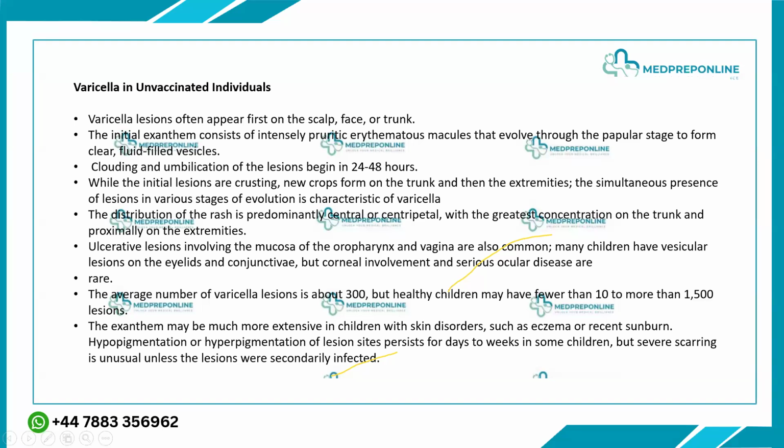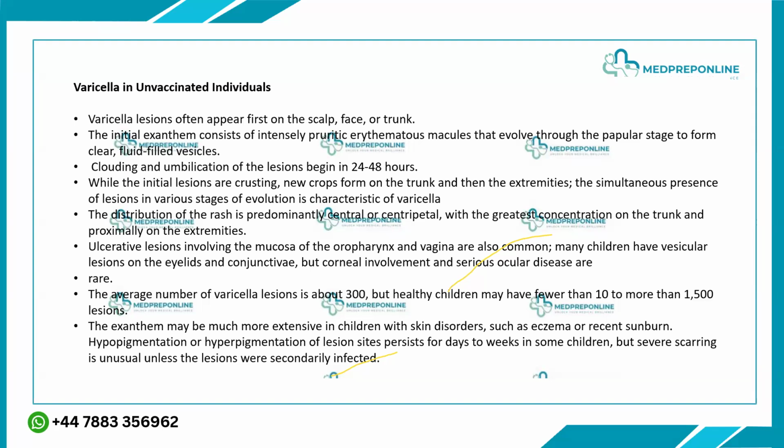First of all, these lesions often appear first on the scalp, face, or trunk. The initial exanthem consists of intensely pruritic erythematous macules. So pruritus is the hallmark. So these papules that evolve through the papillary stage to form clear fluid-filled vesicles. Clouding and umbilication of the lesions begin in 24 to 48 hours. So basically in vesicles का जो fluid होता है that can get infected और वो पसी सा हो जाता है और इन vesicles के बीच में एक ऐसे आपको depression सा मिलता है. That's the umbilication basically. While the initial lesions are crusting, new crops form on the trunk and then the extremities.